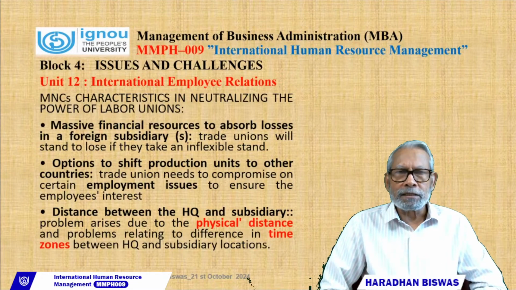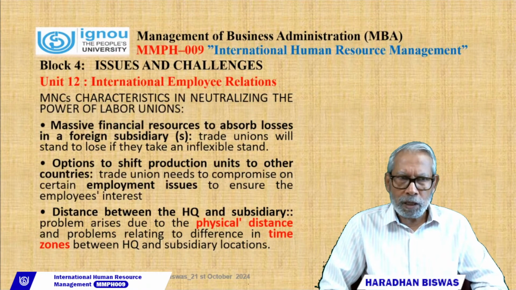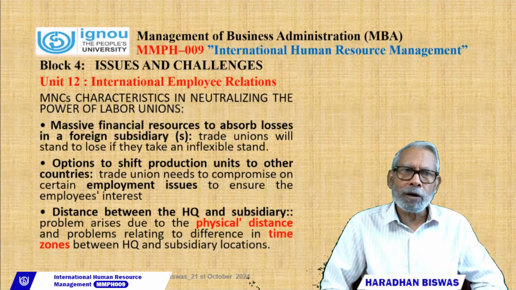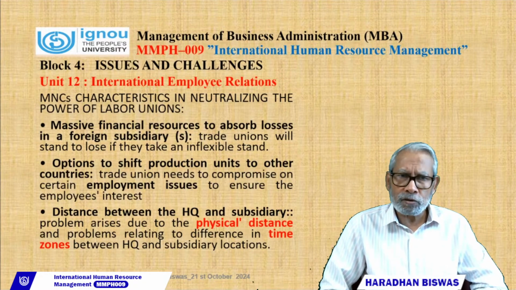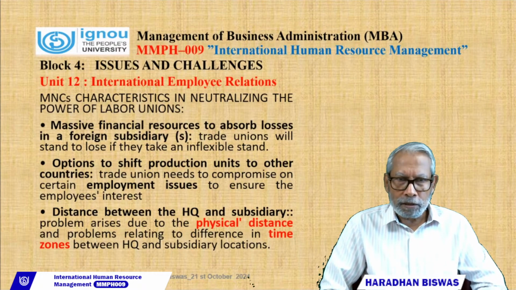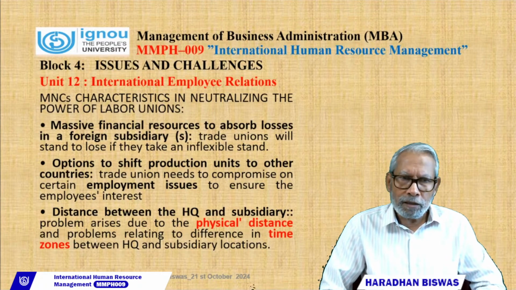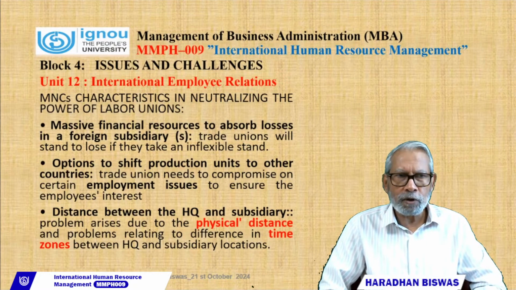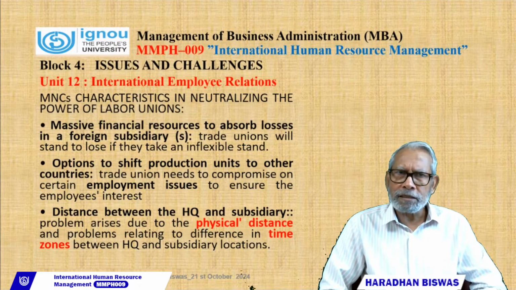Then what are the characteristics? You have to see what the characteristics are and how much power the labor unions have. Multinationals have massive financial resources to absorb the losses in a foreign subsidiary. Trade unions stand to lose if they take an inflexible stand. Sometimes, because of the union's stand, the company will lose the business. So it is one of the characteristics of the multinational company.